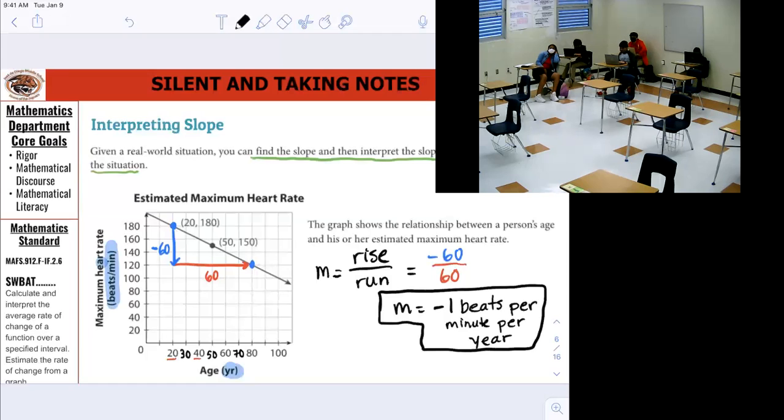Okay, so what can you estimate about a person? What's a general statement you could say about this relationship? Every year, a person's heart rate goes down. Exactly. Every year, a person's heart rate goes down. Okay. So, any questions on this problem? How I got those answers, or how I did rise over run?